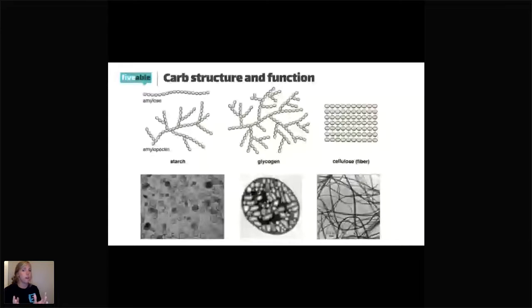Okay, so that's an example of structure function. It's also something that we cannot digest, right? So cellulose is stuff that we would call roughage in our diet. We can't digest it. There's bacteria in our intestines that can digest it a little bit, but that's usually what just comes right out.